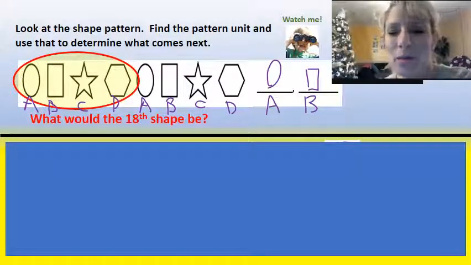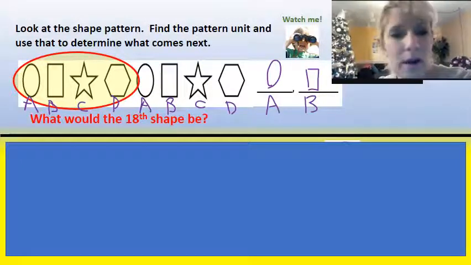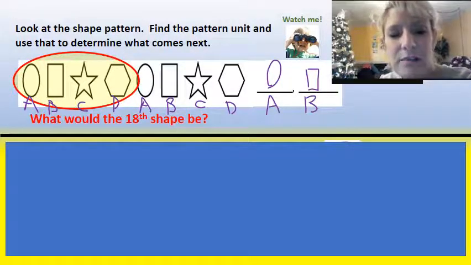All right, now one of my favorite questions is coming up next. It's, what would the 18th shape be? My class knows I love this kind of question because initially it looks very difficult. You think you have to draw out 18 shapes. But the key is, if you use your pattern unit, you can figure this out so much easier. Because my pattern unit keeps repeating itself, I'm going to count to 18 using my pattern unit.